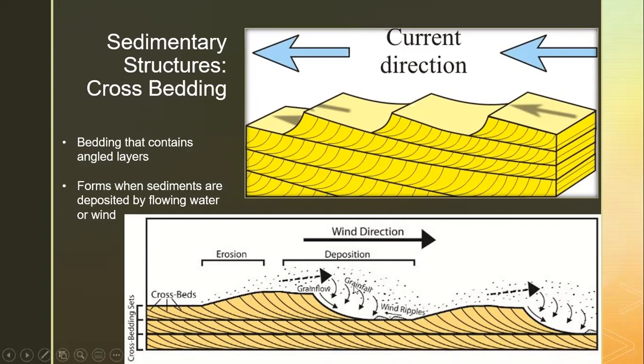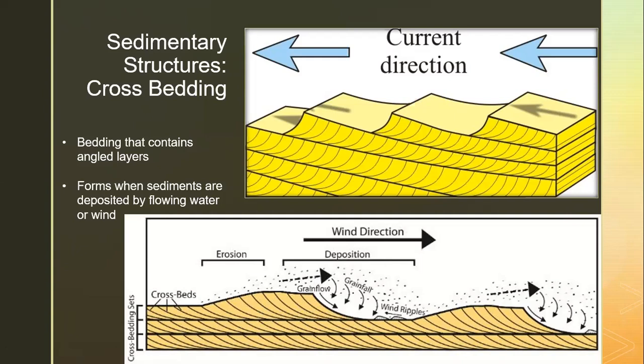And so that's what these two images are trying to show. On the top, if you have a water current, a river current, if you will, going strongly in one direction, then this is the type of angular bedding, of cross-bedding, it'll produce. As opposed to wind on the bottom here, if you have wind going in this direction, it'll also produce this type of angular bedding. It'll just be at a different angle.